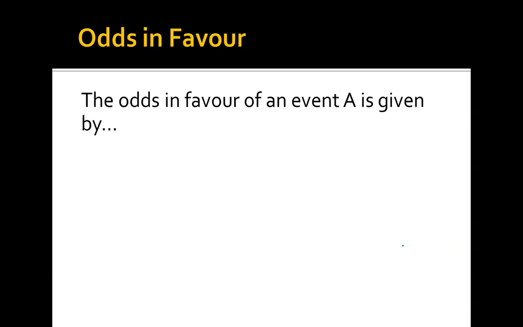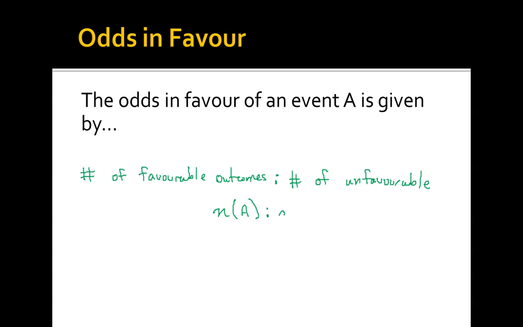So the odds in favor of an event are given by, we write it this way. It's the number of favorable outcomes to the number of unfavorable. Turning that into our set notation, turning that into math, the odds in favor of event A are given by the number of ways A can happen, the number of ways A can't happen, which is the number of ways that the complement of A happens. So it's that ratio, n of A to n of A prime.